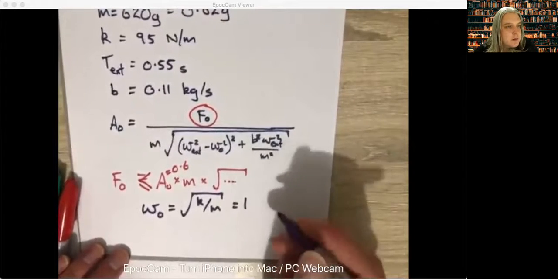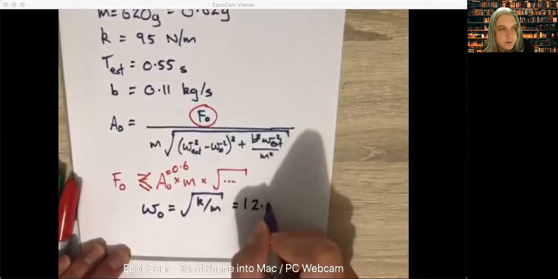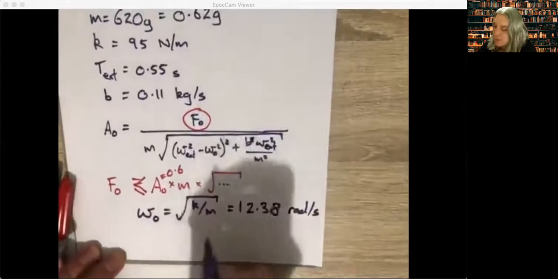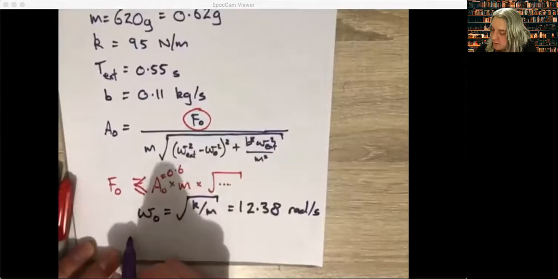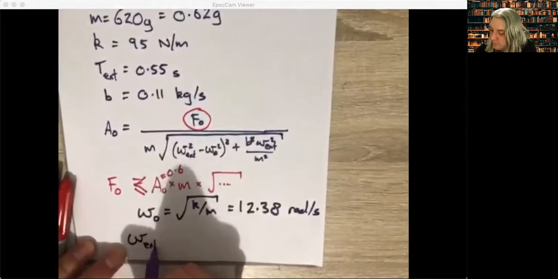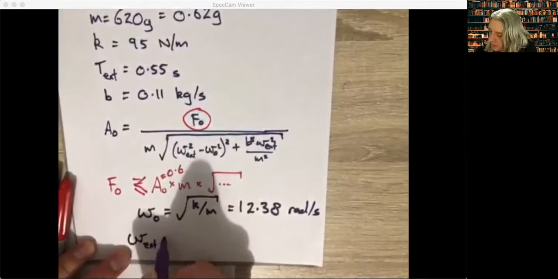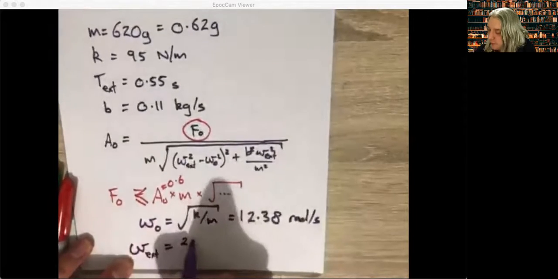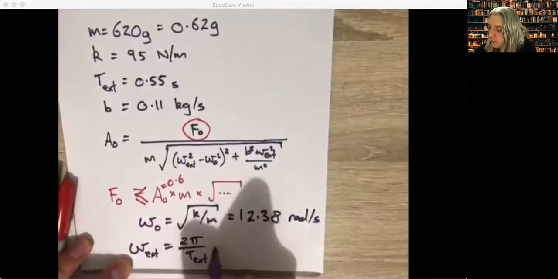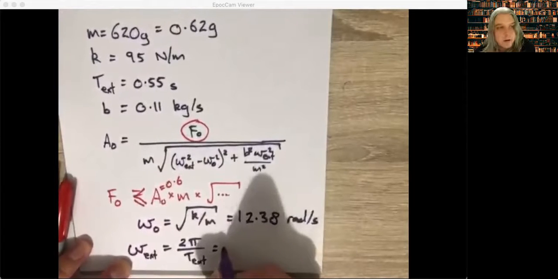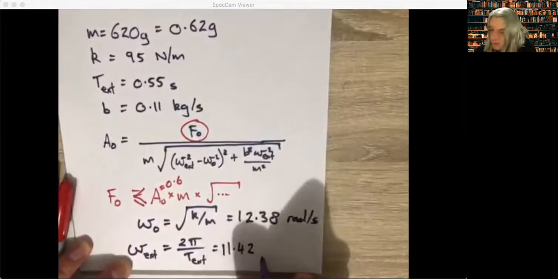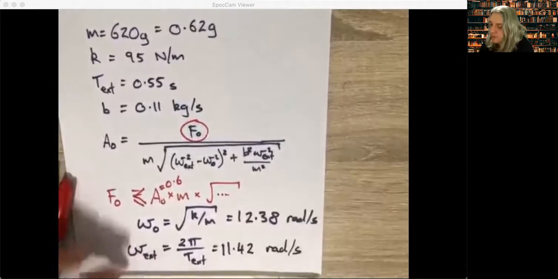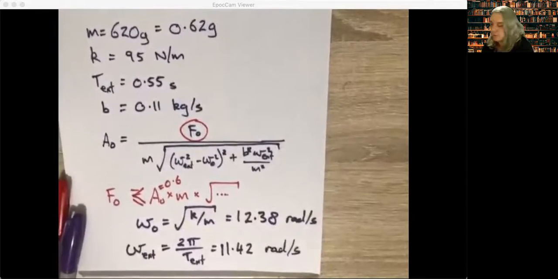So my natural frequency is 12.38 radians per second. Then we have to figure out the driven, the external frequency. We've been given the external period, and we need to turn that into a frequency. So it's 2 pi over T external. Hopefully if you're following along, you get out 11.42 radians per second. And so now you've actually got what you need to do this calculation.